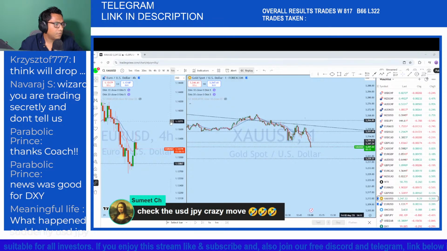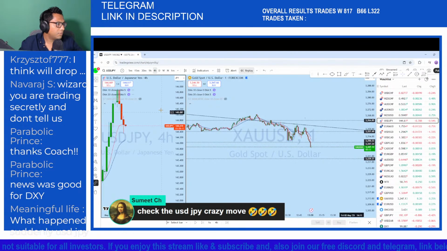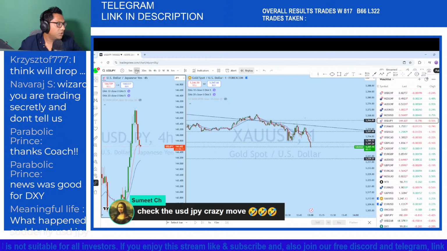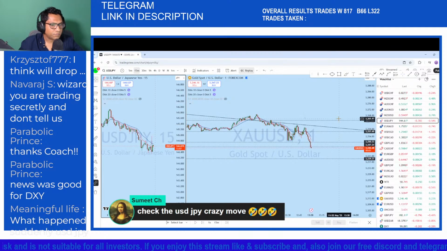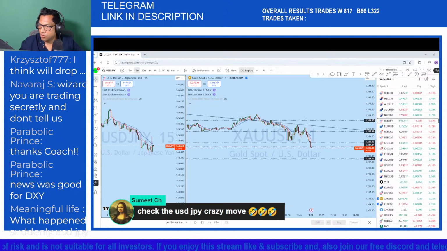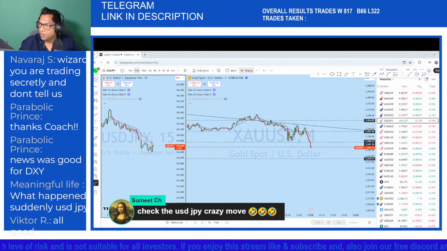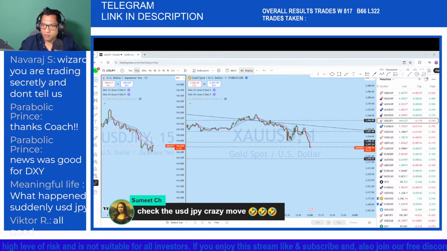Dollar yen crazy move. Dollar yen didn't move much here. We can see there is one candle that has formed. I think dollar yen is still not very strongly directional, not clear.